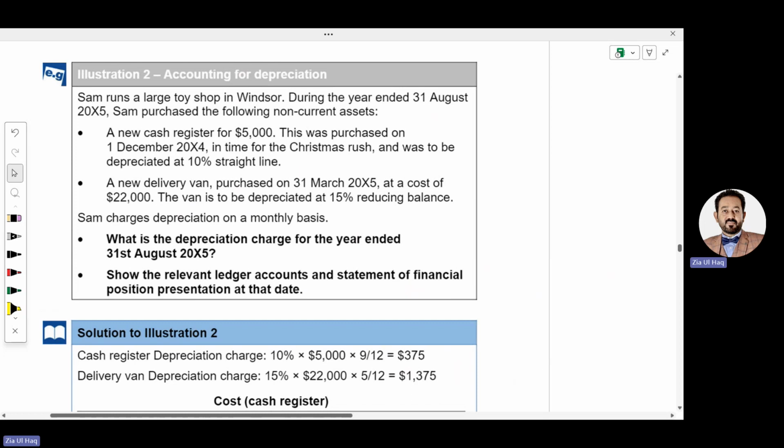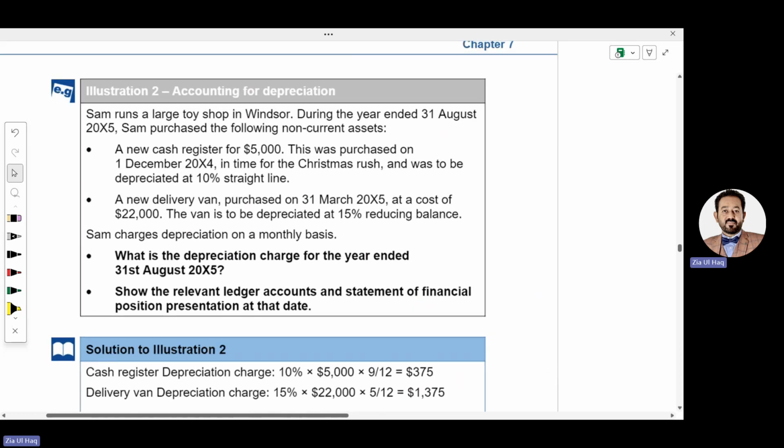What is the depreciation charge for the year ended 31st August 20x5? Can you calculate? This ledger we don't need to cover. Just calculate the depreciation charge.